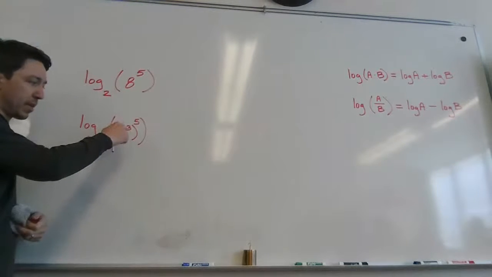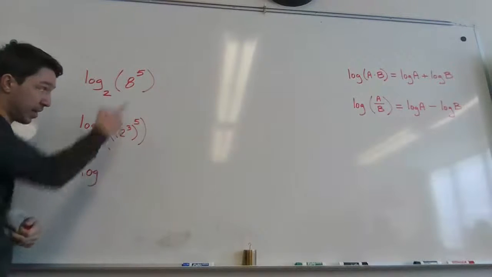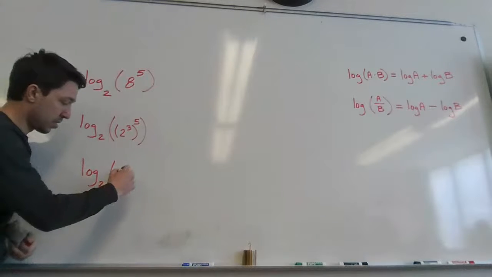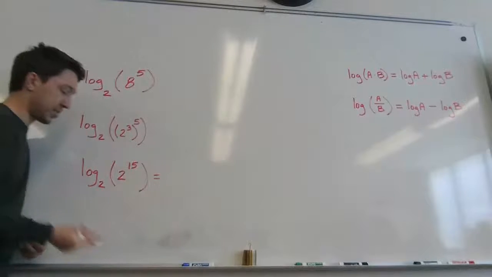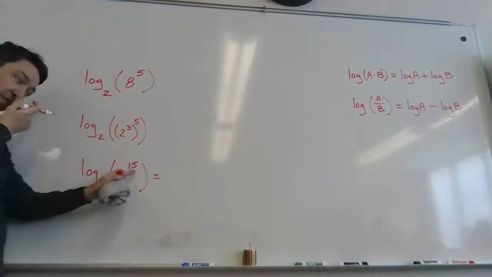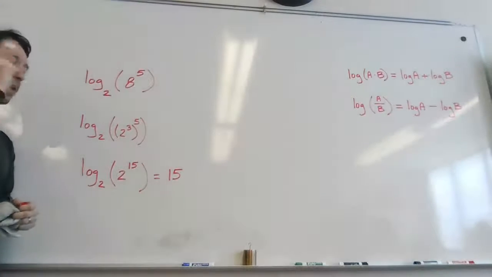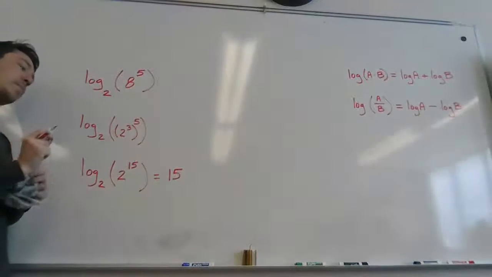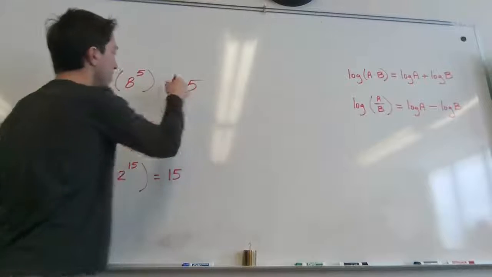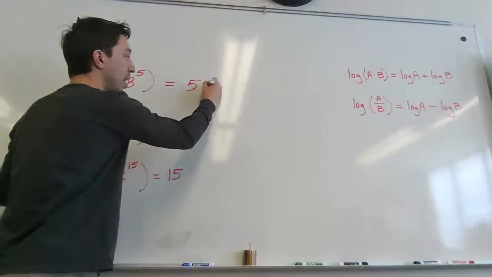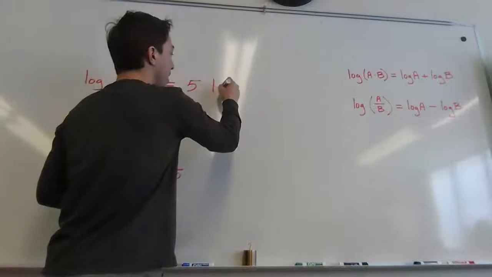So now what's happening? I multiply the 3 and the 5. That's the key here. What's log base 2 of 2 to the 15th? 15. Now let's think hard. Where did that 15 really come from? Well, 5 times 3. The 5 is where the 5 came from, times the 3, which was the log of 8.